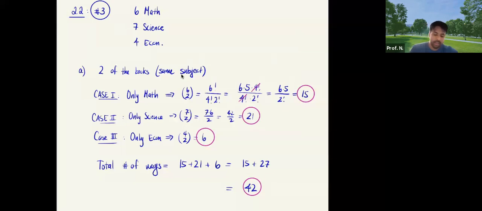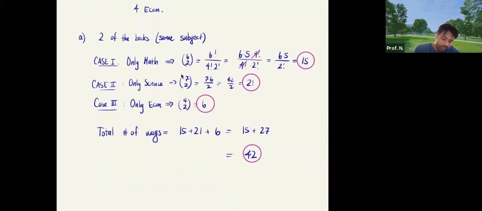So part B, you can treat it the same way with casework as you did in part A. You can say, what if they're different? They have to be different, correct? So I must have a math and a science combination, or a science and an econ, or a math and an econ. So those are the three cases, right? And you do that sum.